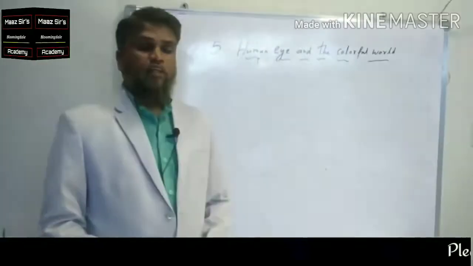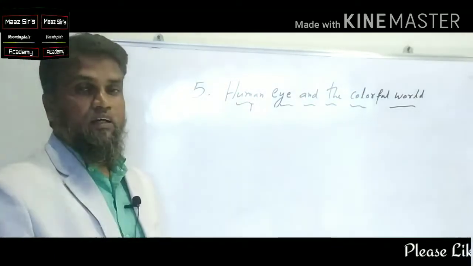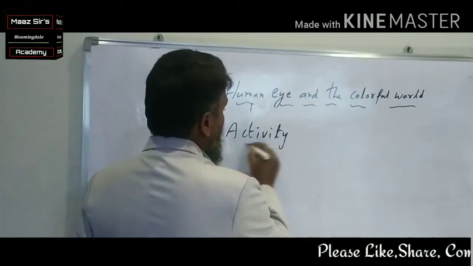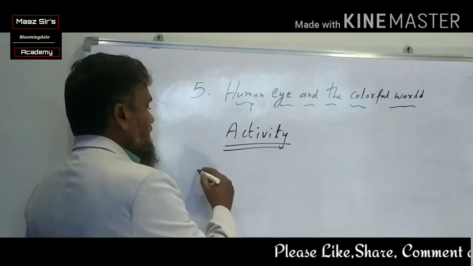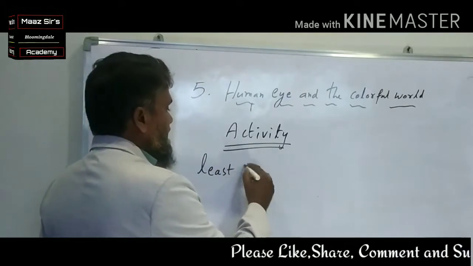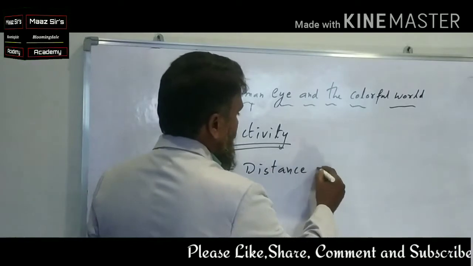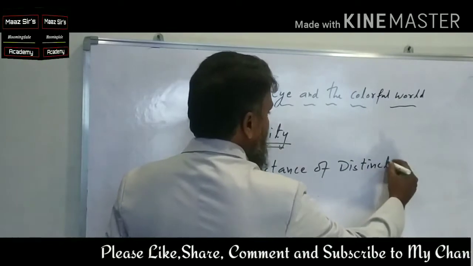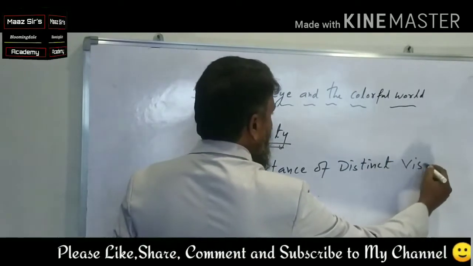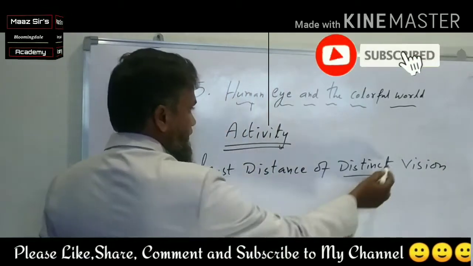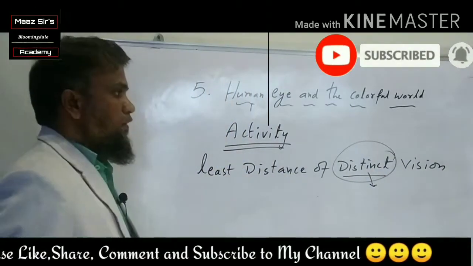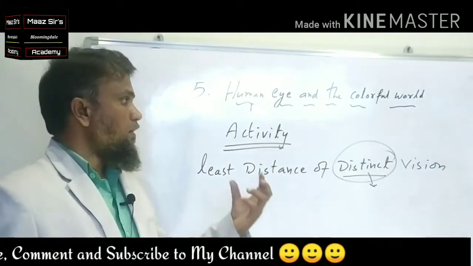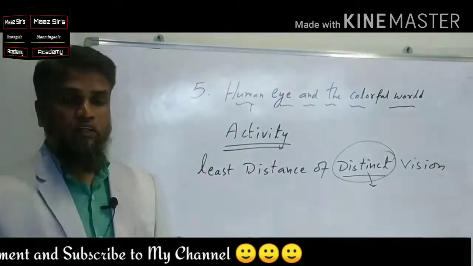To understand the structure of the human eye, let us see the activity. This activity is regarding the least distance of distinct vision. Distinct means clear vision.